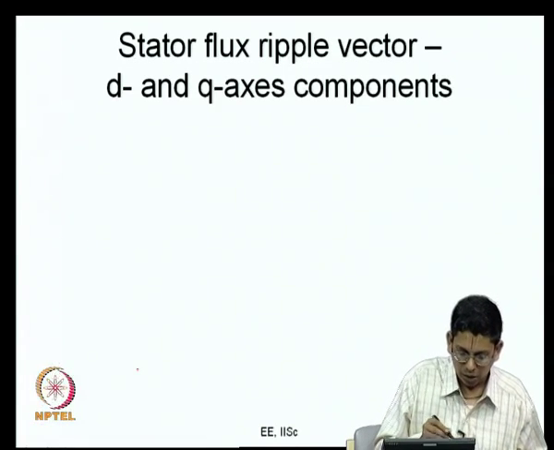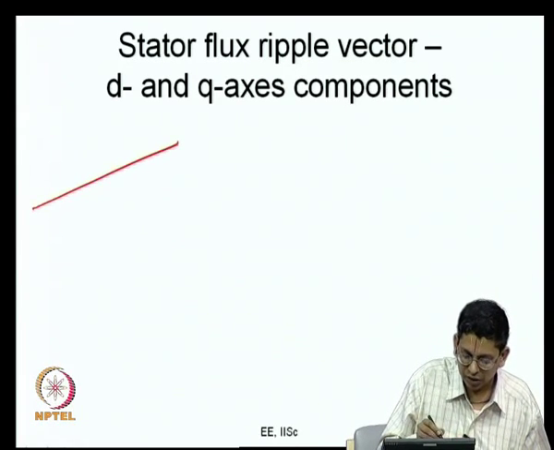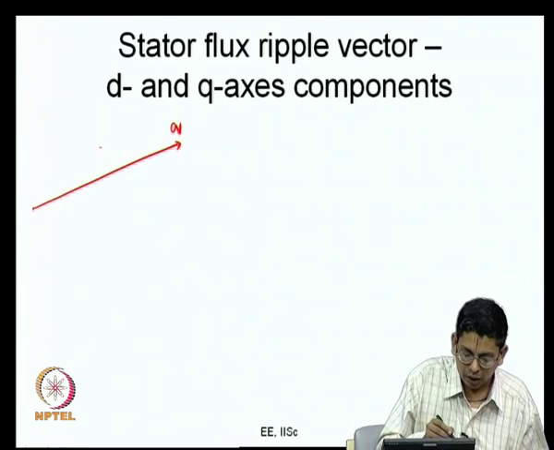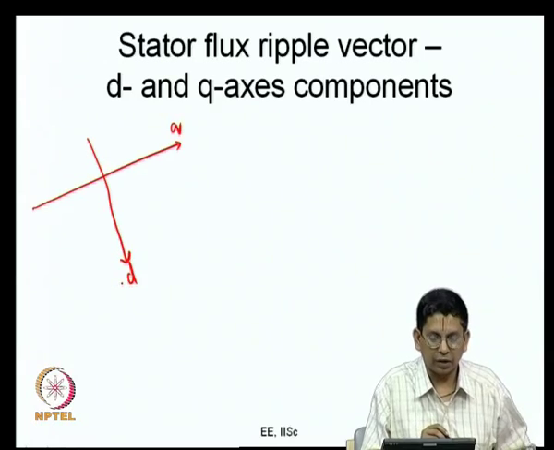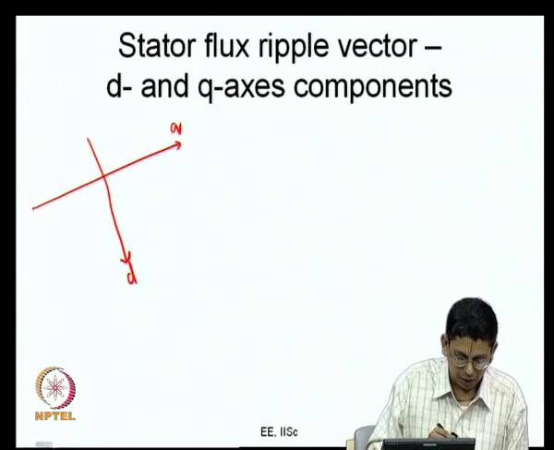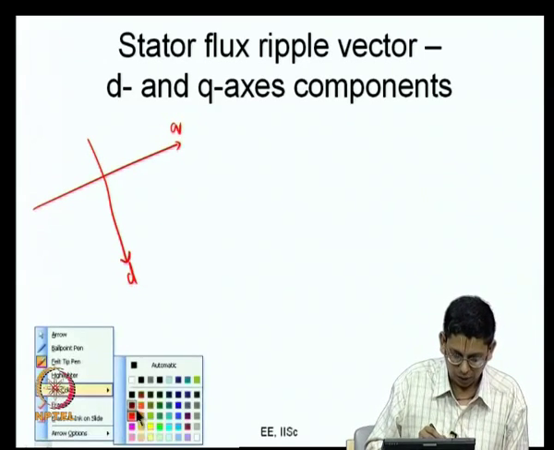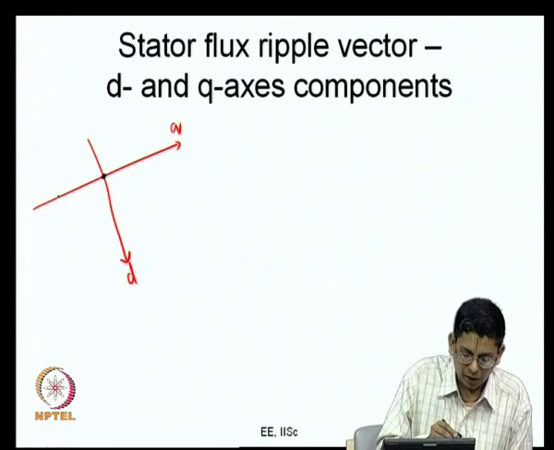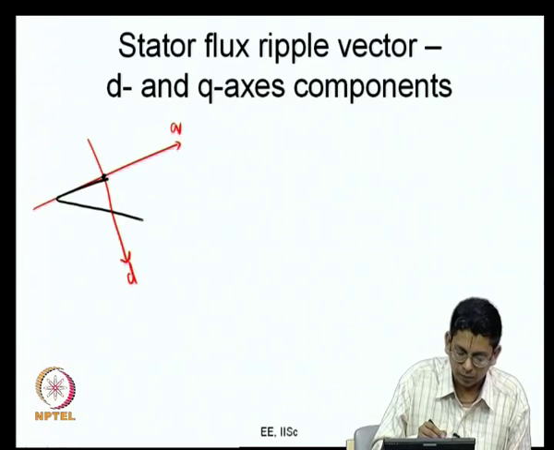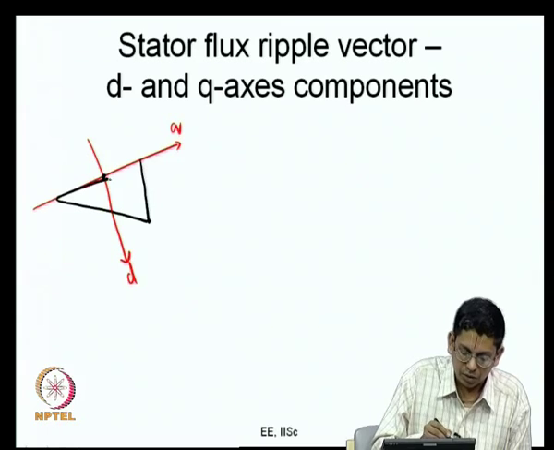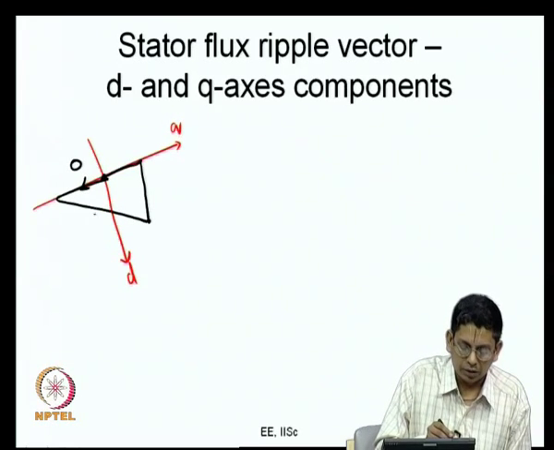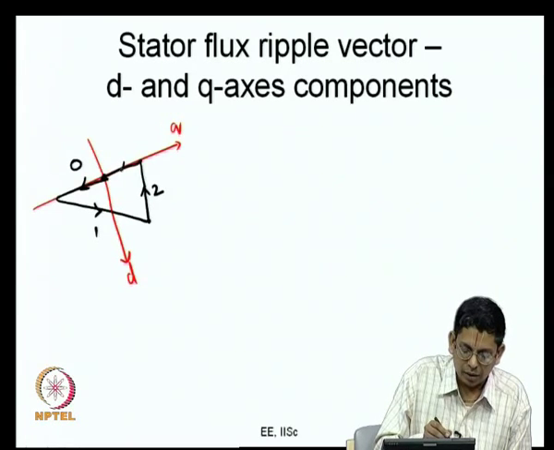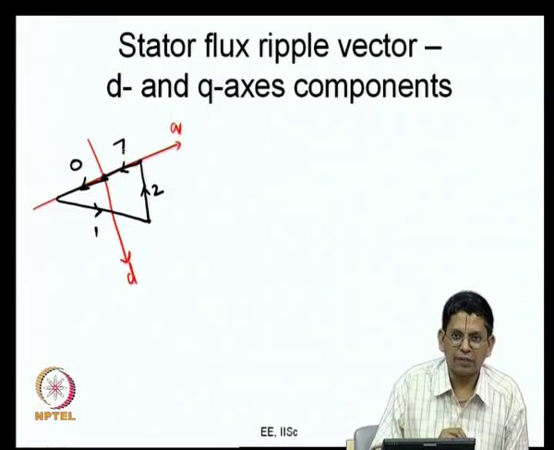So, what I will do is, I will first draw this. Now, let us say this is the q axis and this is the d axis, and I am trying to reproduce that stator flux ripple vector trajectory that I had drawn previously. Let me change the ink color to something else. What we had was something like this. So, this is when the zero state 0 is applied, this is when the active state 1 is applied, this is when the active state 2 is applied, and this is when the zero state 7 is applied.